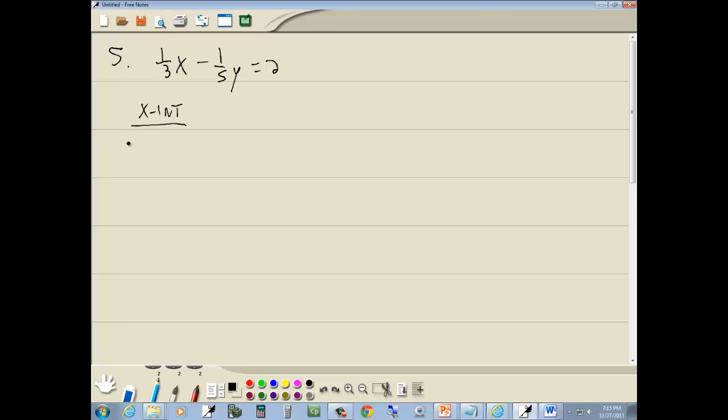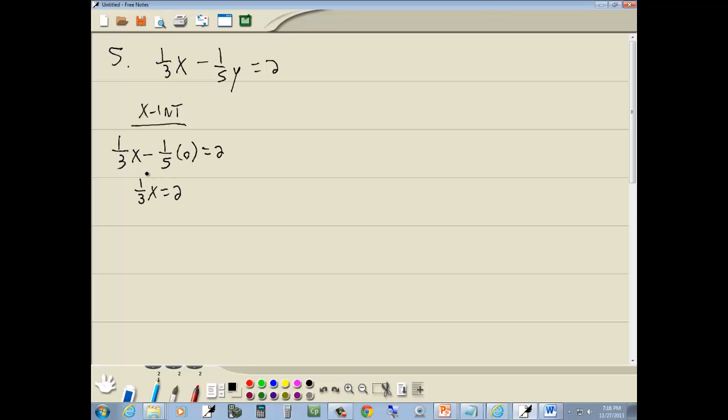Again, you always plug 0 into the other variable. So we're going to plug 0 in for y. So we got 1/3 x minus 1/5 times 0 equals 2. 1/5 times 0 drops away, and we got 1/3 x is equal to 2.